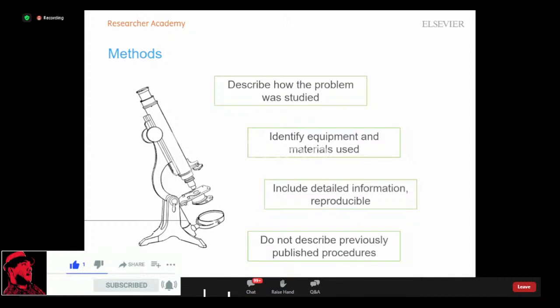It's important, of course, also to identify equipment that's been used and the materials that have been used, because of course there can be differences. There will be differences in equipment, and not all equipment will lead to the same outcome. So there can be some variety there. And then, of course, it's also important to not describe previously published procedures. You shouldn't be writing that in detail. You can reference those, or describe them in the supporting materials section.